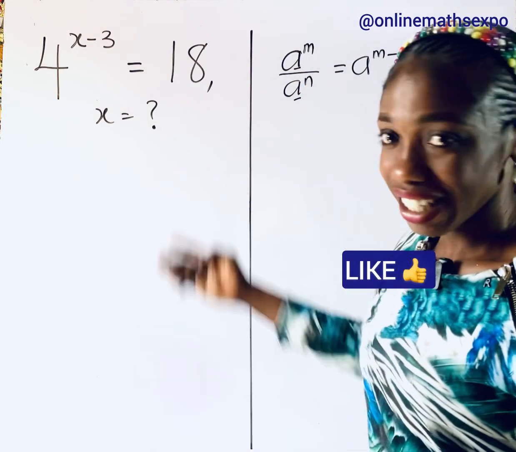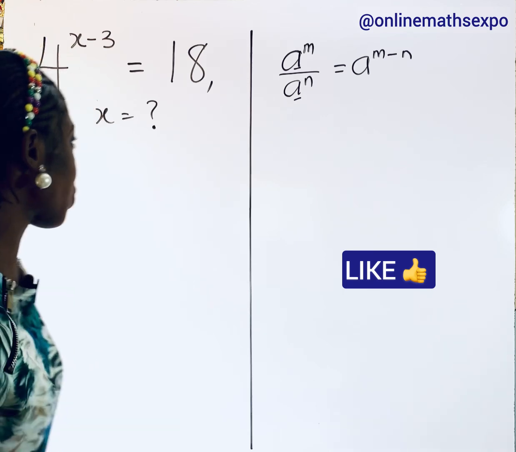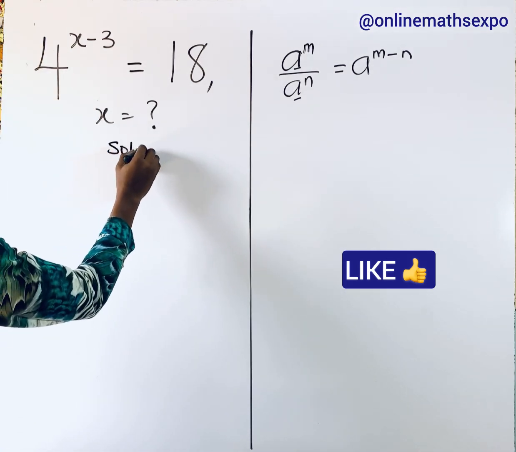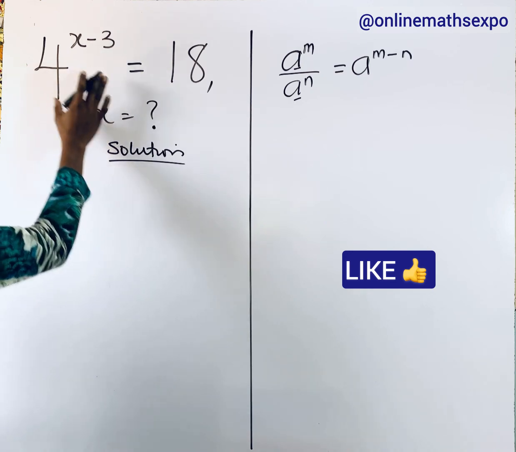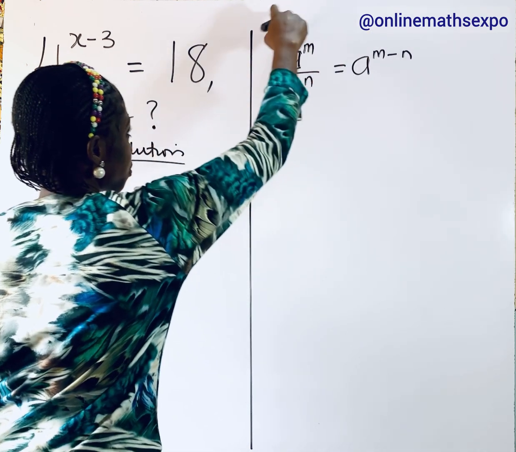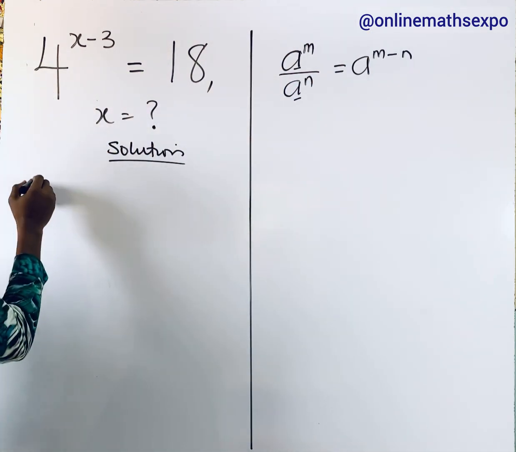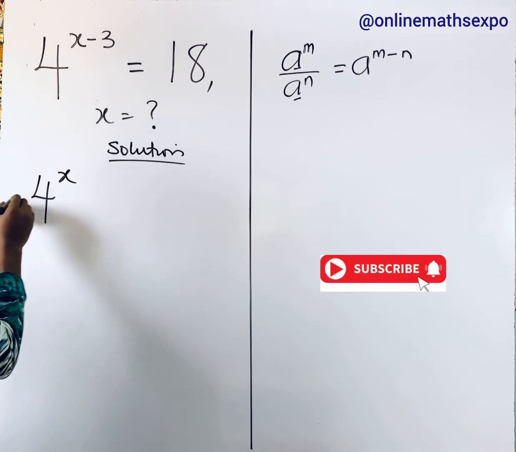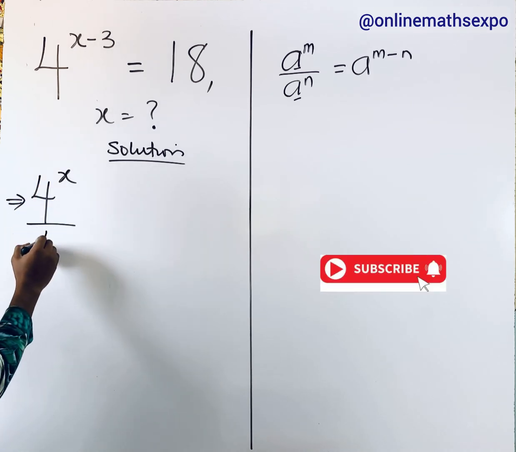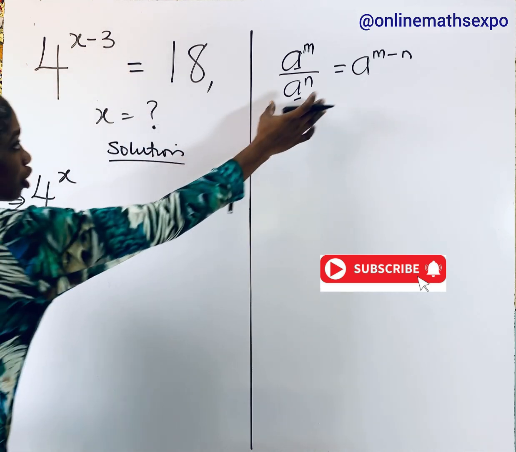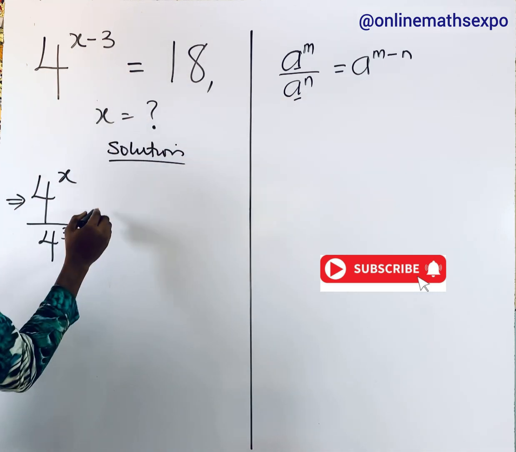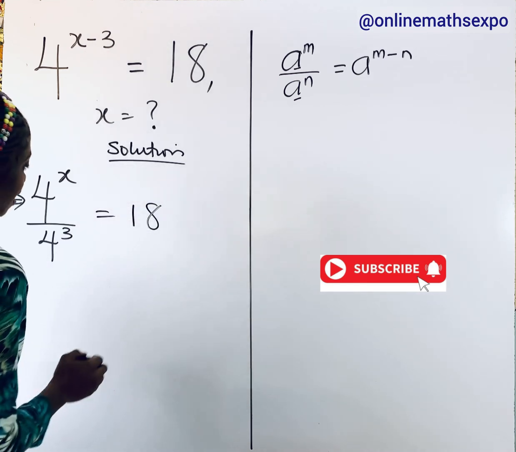Now let's apply this here. So we are going to begin with the solution. This is in this form, so let's take it back to this. It's going to give us 4 to the power of x, divided by 4 to the power of 3, and this is equal to 18.